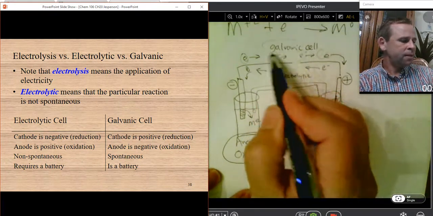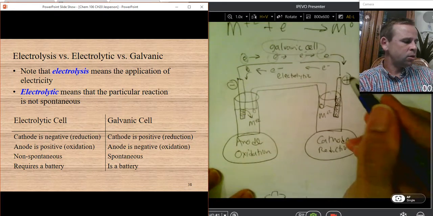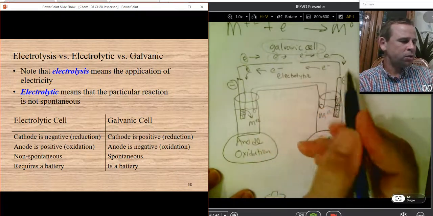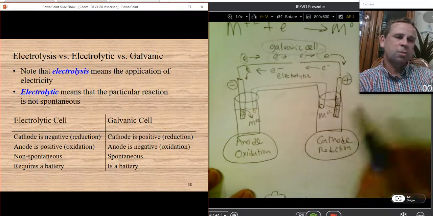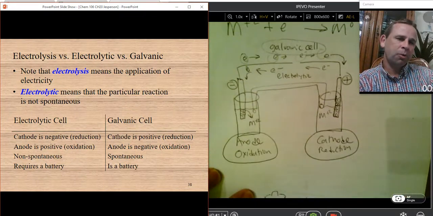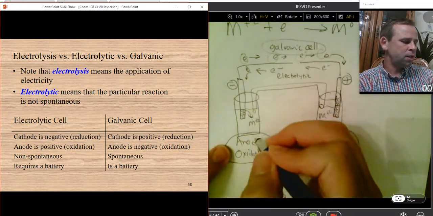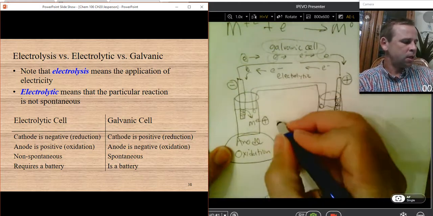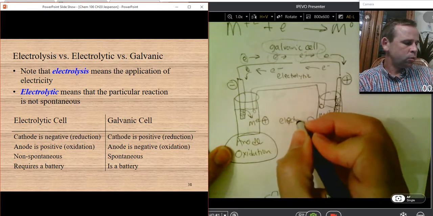So in a galvanic cell, your anode is negative and your cathode is positive because of the directions to where the electrons are being drawn; that is where this positive and negative configuration comes from. In the electrolytic cell, however, electrons are going the opposite direction, and so you say that the anode is the positive side and the cathode is the negative side when you're talking about a cell that is electrolytic.